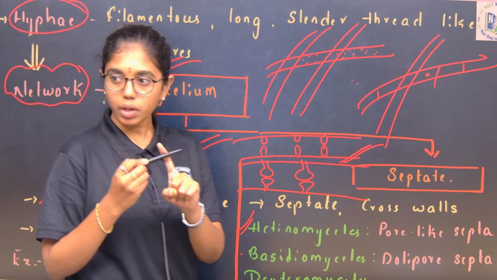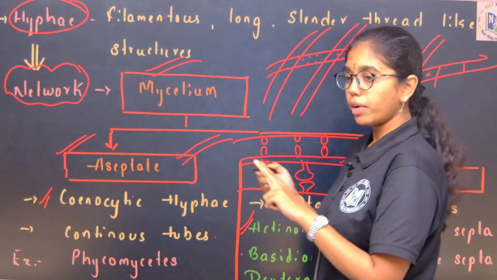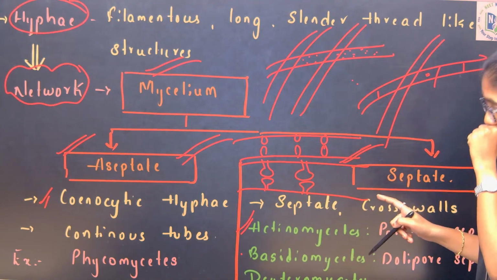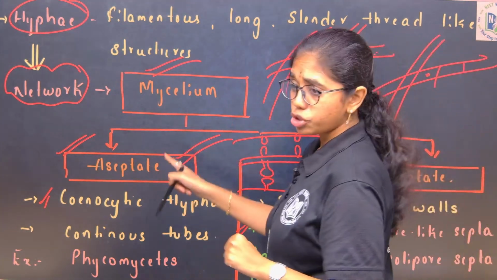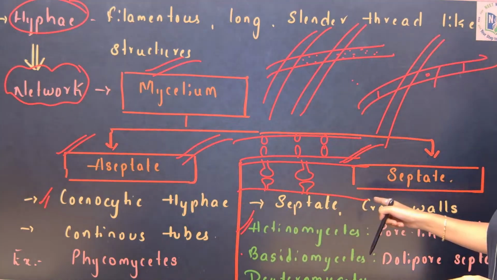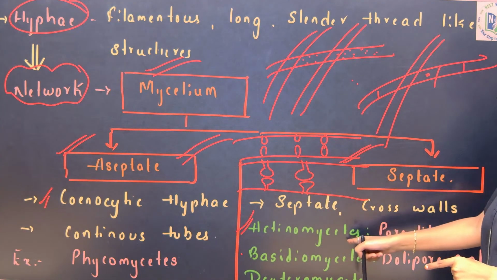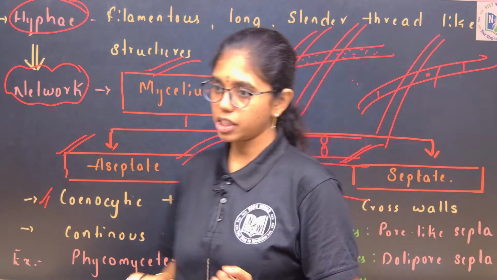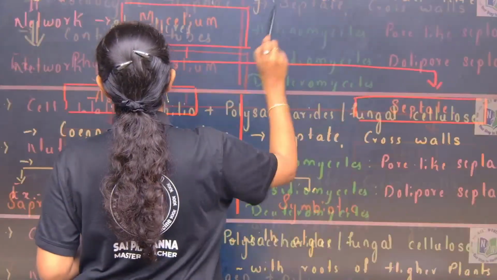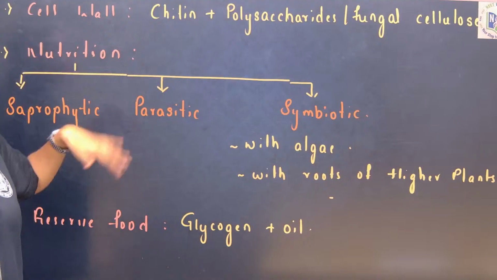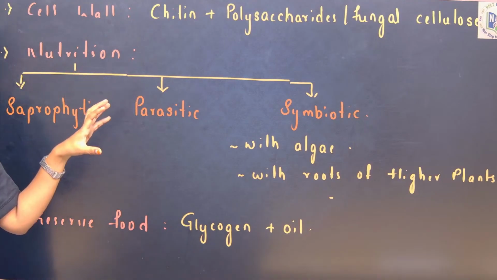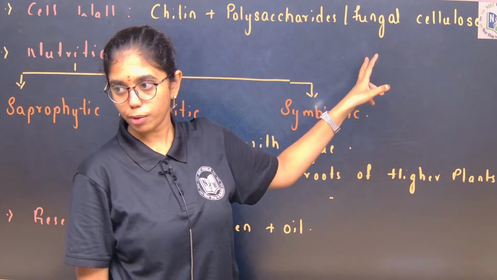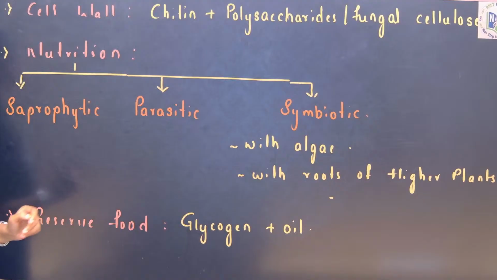Clear with hyphae? Okay. Clear with mycelium? Network of hyphae? You are clear with aseptate mycelium and septate? Aseptate is showing coenocytic condition. Septate is showing septa. Pore-like septa you will observe in Ascomycetes. Dolipore septa you will observe in Basidiomycetes. Cell wall. Cell wall is composed of chitin and polysaccharides. This chitin and polysaccharide composition you will also call it as what? Fungal cellulose. Chitin is also called as fungal cellulose.